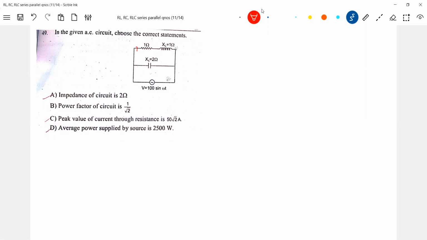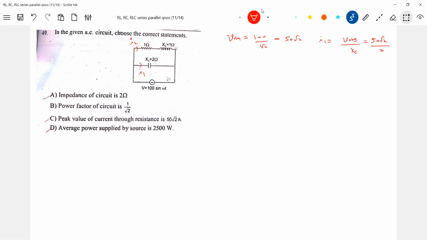Let the current here be I2, and let the current be I1. Then the applied voltage is 100 sin omega t. This is the maximum voltage, so VRMS will be how much? 100 by root 2. So what is I1? I1 we can calculate. I1 should be equal to VRMS by XC, which is 50√2 by 2.